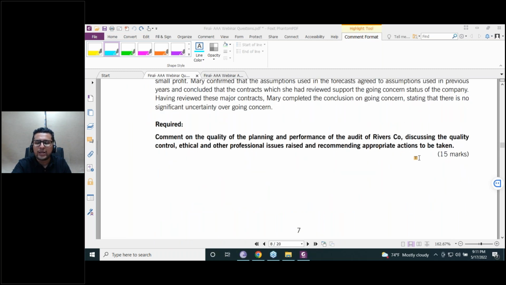Let's straight away go to the exam requirement. 15 marks. Comment on the quality of the planning and performance. So you need to just keep that in mind, planning and performance. Discussing the quality control, ethical and other professional issues. Let's combine them into one: quality control, ethical and other professional issues, and recommending appropriate actions to be taken. So there are 3 things: ethical and professional issues, quality control based issues, and we need to come up with recommending appropriate actions.